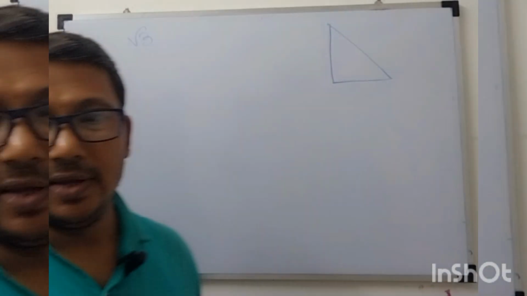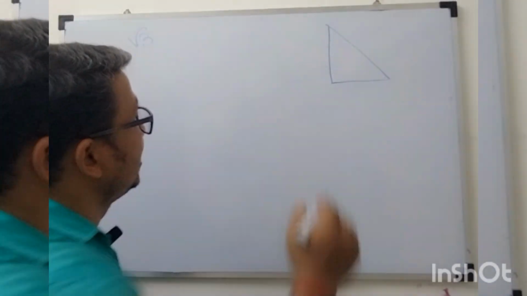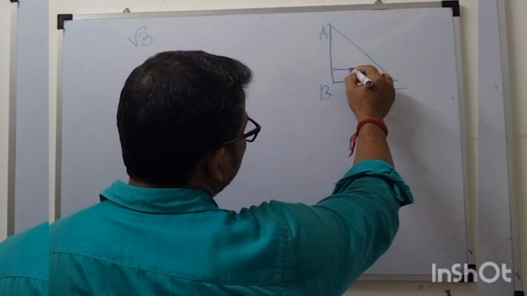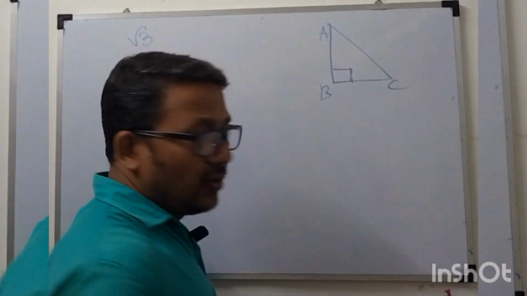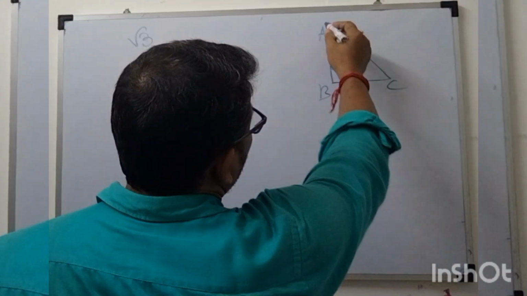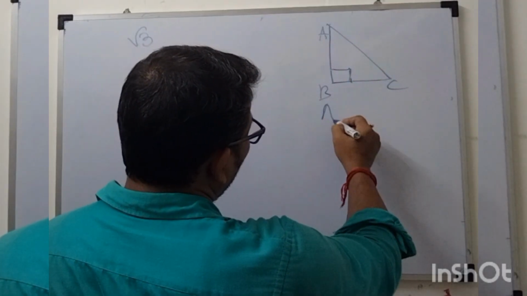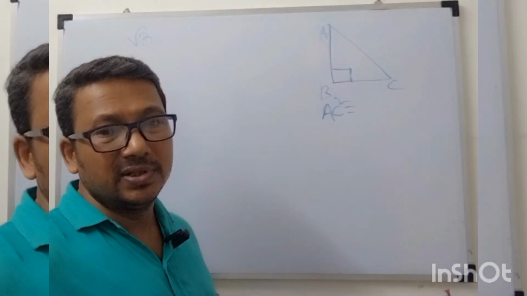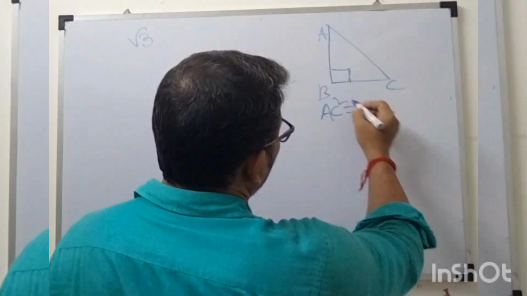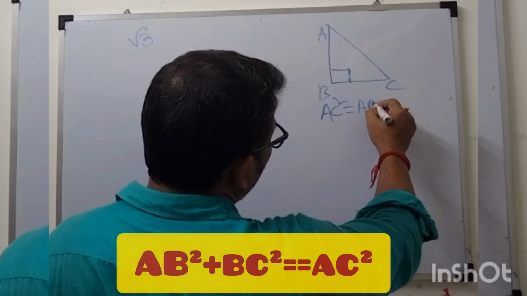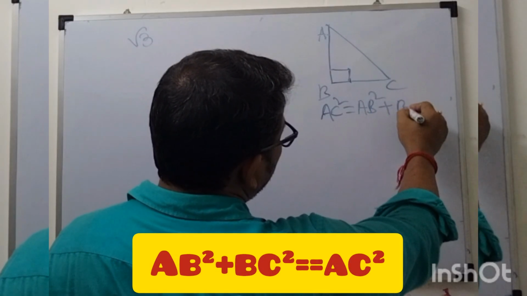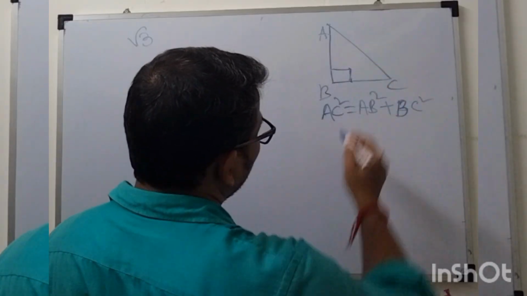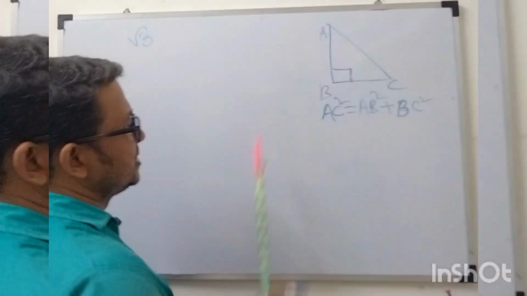Pythagoras theorem is applicable for a right angle triangle. Suppose ABC is a right angle triangle where B is the right angle. According to Pythagoras theorem, the square of the hypotenuse is equal to the sum of the squares of the perpendicular and base. That is, AB is the perpendicular and BC is the base. According to Pythagoras theorem, AC square is equal to AB square plus BC square.